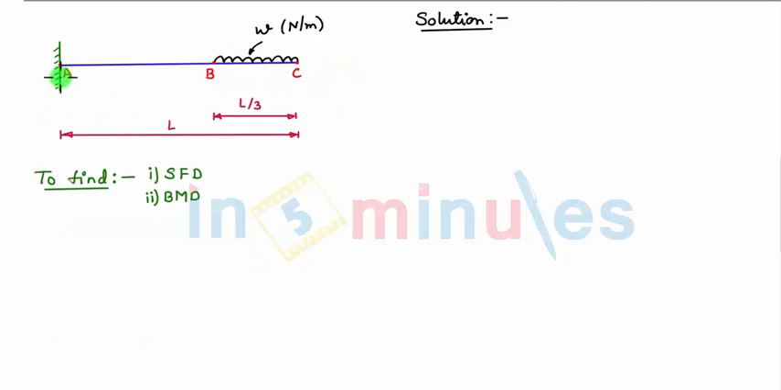Before starting, let us show the support reactions at the fixed end A. Now we know at the fixed end of a cantilever beam there is a vertical support reaction, which we are assuming to be upward and denoted as VA, and also there is a supporting couple or moment acting at point A, which we are assuming to be anti-clockwise and which is denoted by MA. So our first step is to determine the support reaction and supporting couple.